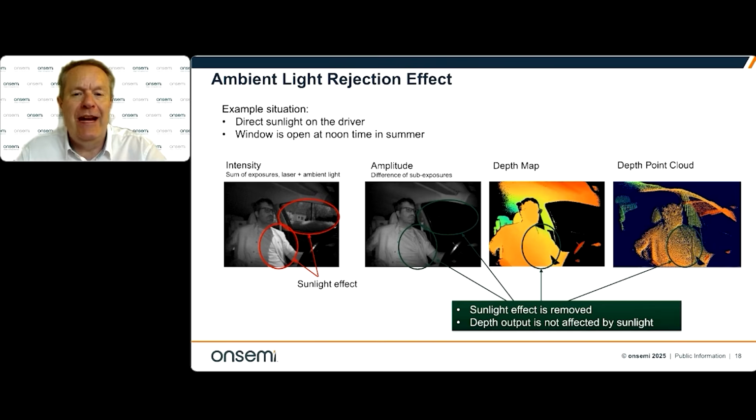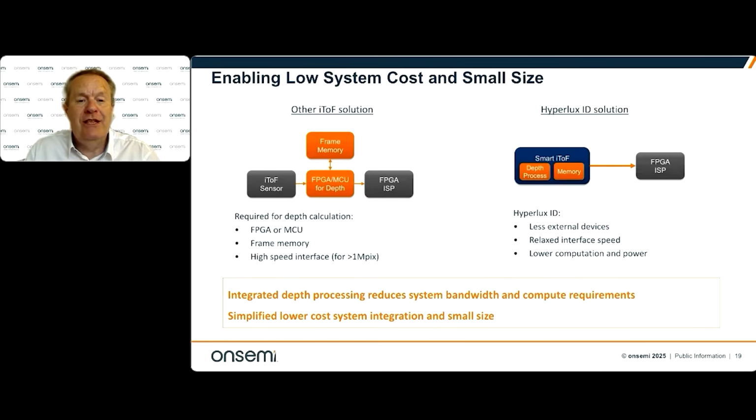This is something else you can get out of Hyperlux ID because it's a standard global shutter sensor, 1.2 megapixel. You can get an amplitude image, which is an equivalent monochrome image from the sensor. So you're getting a standard monochrome image, and you're also getting all this other depth map and depth point cloud, confidence, and phase out from the sensor as well. So you can see here, depth output is not affected by the sunlight because of those methods that I outlined earlier.